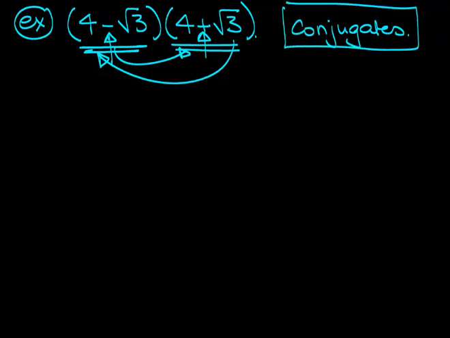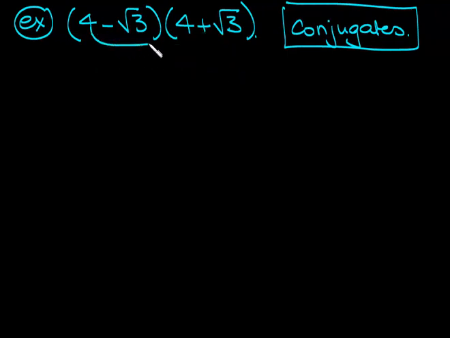Okay, let's multiply this and see what we get. Alright, so we take this 4 and multiply here. So 4 times 4 is 16. Then we take the 4 and multiply here. We get plus 4 times square root of 3. Remember, this 4 is not inside the radical. If this was like this, then I would get square root of 12. Okay, so just keep that in mind.